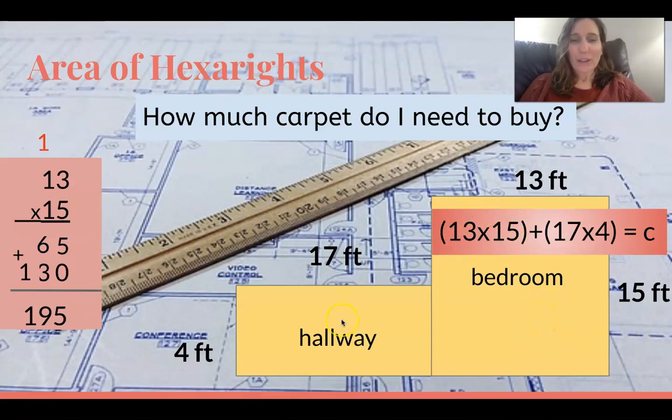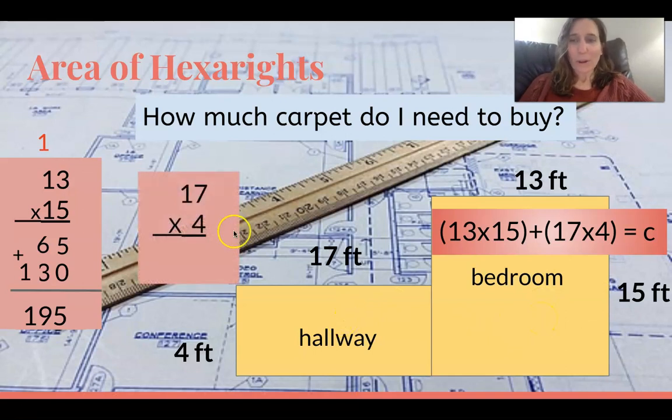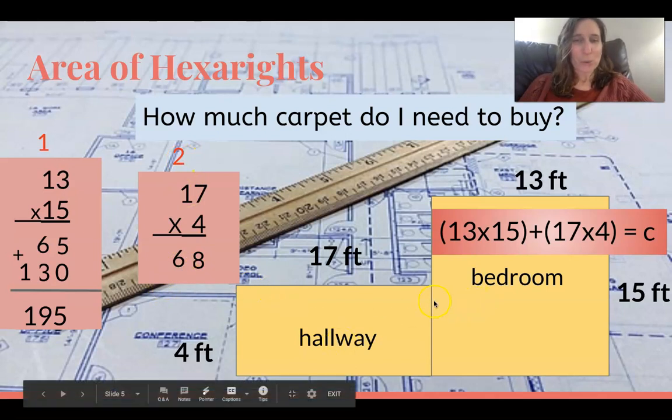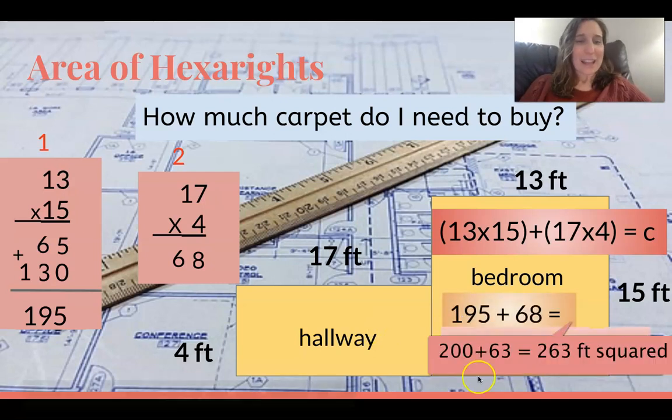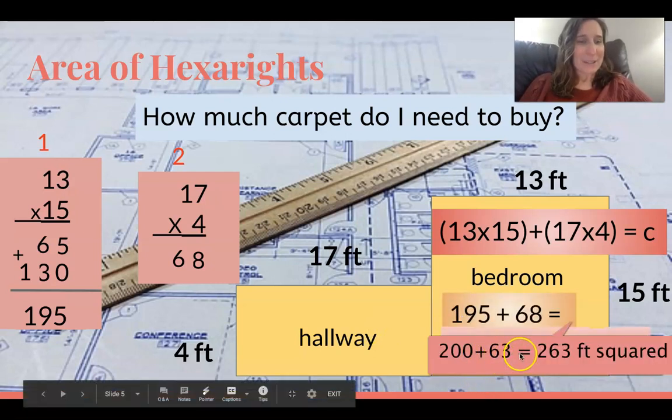Let's solve the area of the hallway. We have 17 times 4, so 7 times 4 is 28. Carry the 2. 4 times 10 is 40, plus 20 is 60. 68. Now we have the two partial products for our hexarite, and now all we need to do is add them together. Using give and take, I have 200 plus 63 is equal to 263 feet squared for my area of carpet.